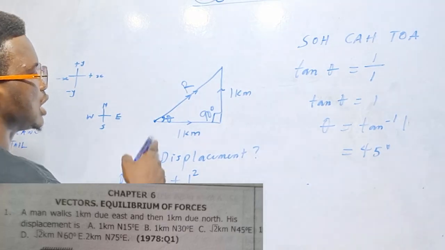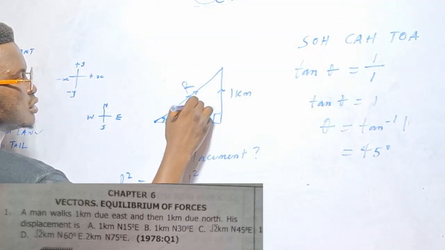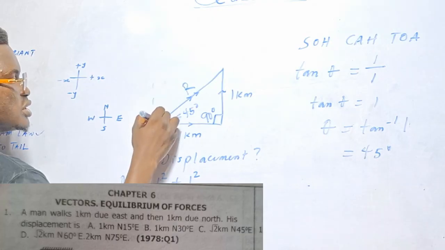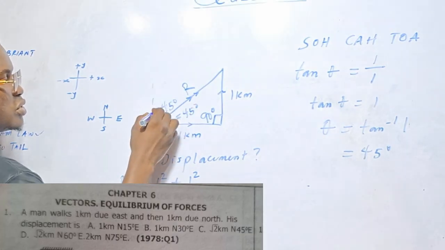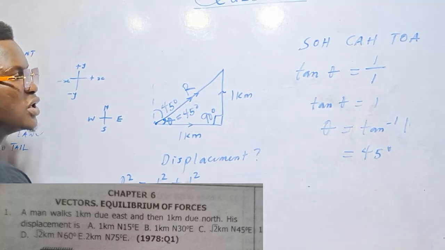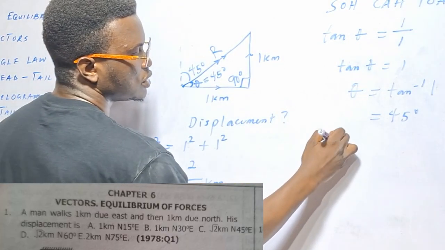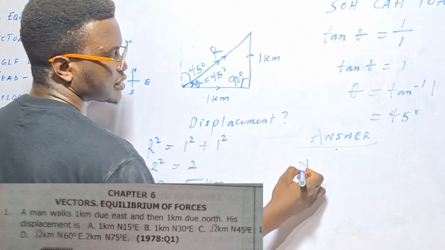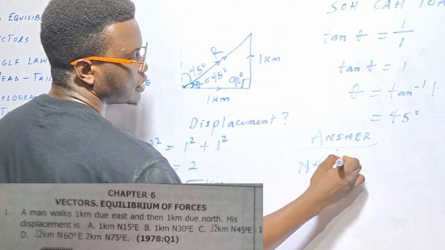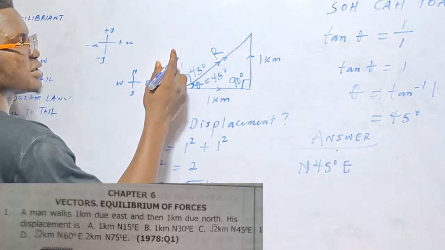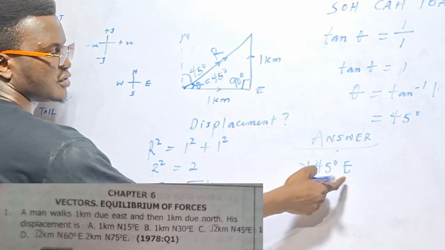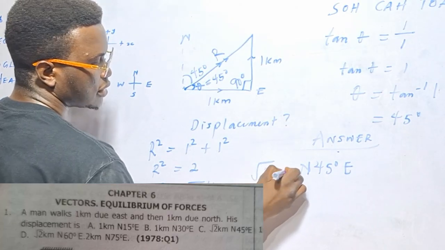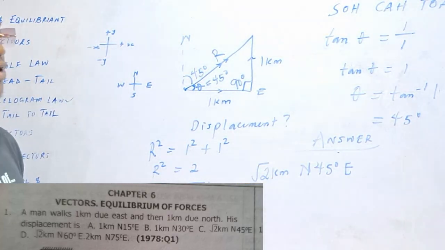So don't forget, what I've gotten here is 45 degrees. But I told you that you can either represent it using this angle or using this angle. The total is 90, so it will still be 45. So my final answer is going to be north 45 degrees east, because it's northeast. Then my magnitude is root 2 kilometer. So it is root 2 kilometer north 45 degrees east.